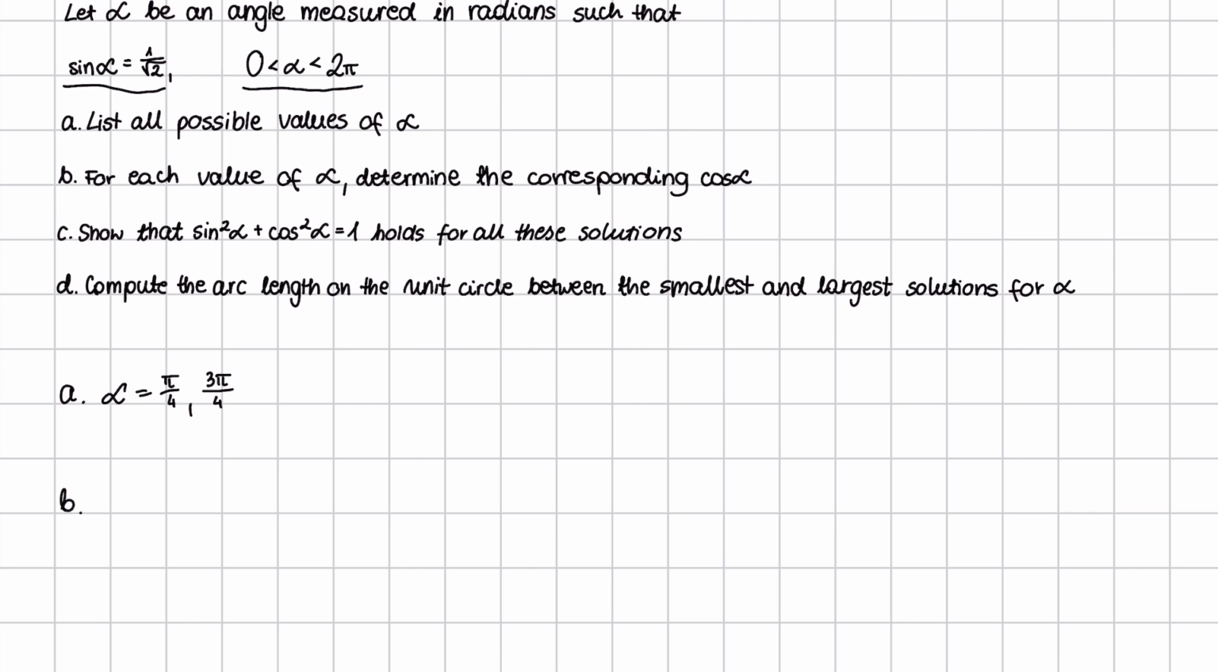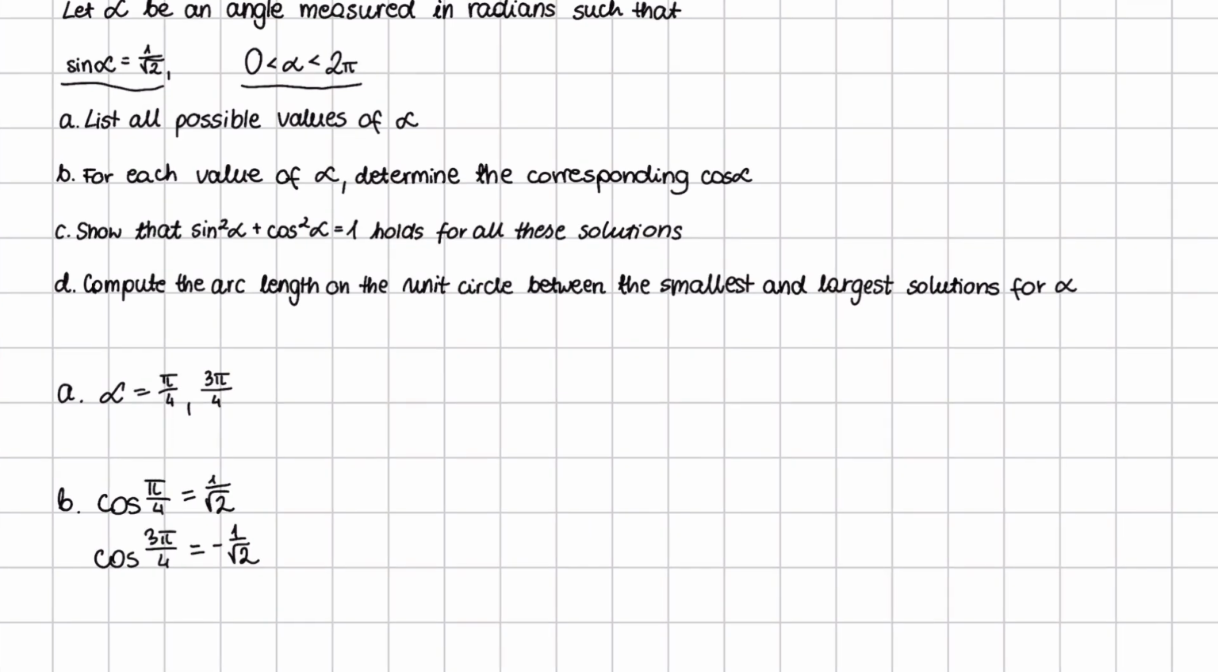So basically we have to substitute these angles into cosine and calculate them. So cosine pi over 4 is 1 over square root of 2, and cosine 3 pi over 4 is -1 over square root of 2. C, show that our identity, so sine squared plus cosine squared equals 1, holds for all these solutions.